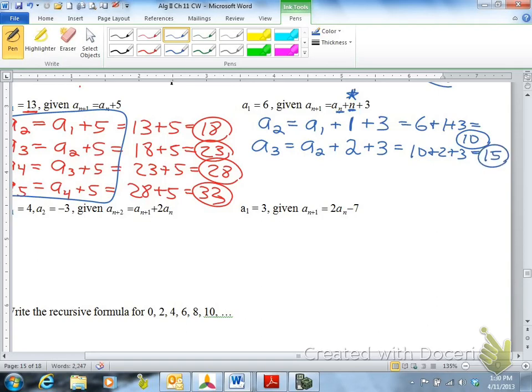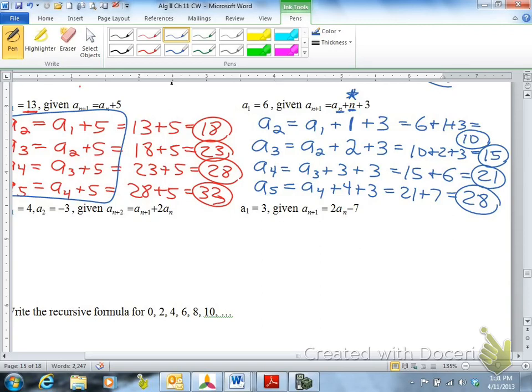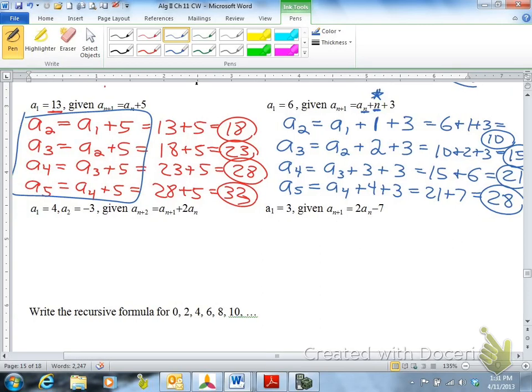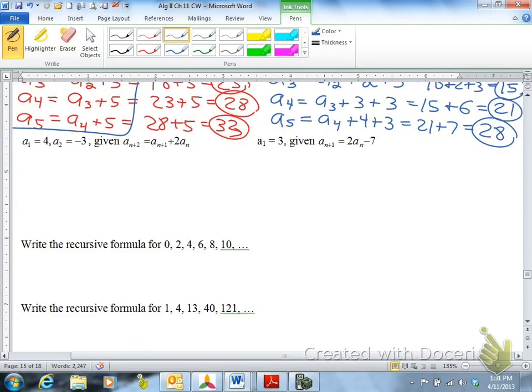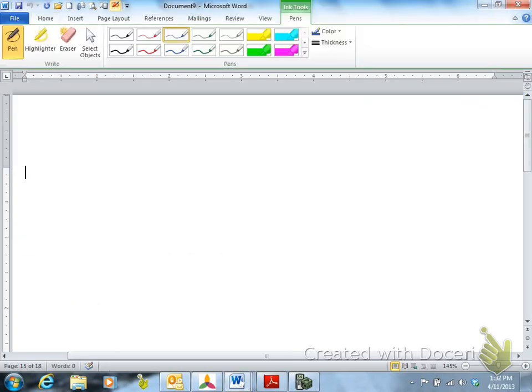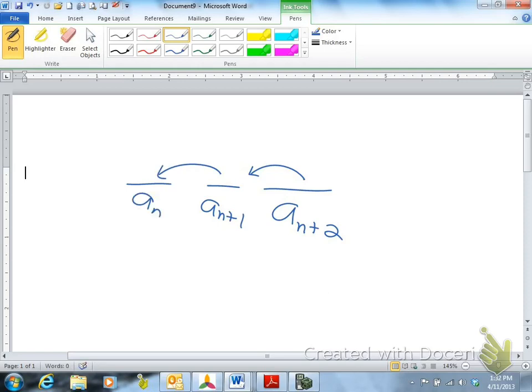So see if you can do the next one or the next two. So 21 and 28. The next one is slightly complicated because you have multiple variables. So notice we have a sub n plus 2 is based on two variables, a sub n plus 1 and then a sub n. So that's basically saying a sub n plus 2 is here. To find this term, you take the one before it, which is a sub n plus 1, and the one before that one, which is a sub n. So this number is based on 2.